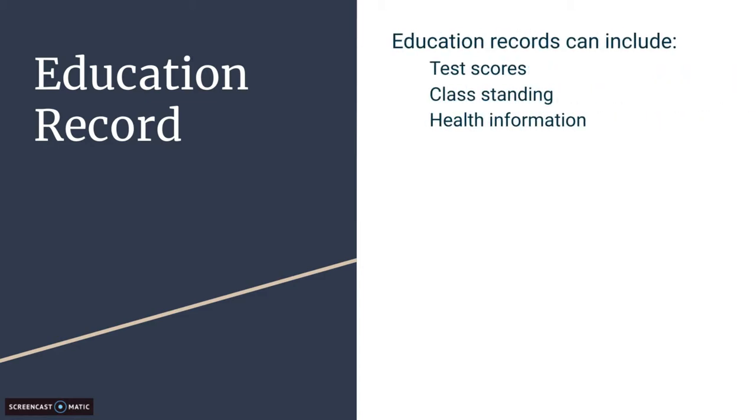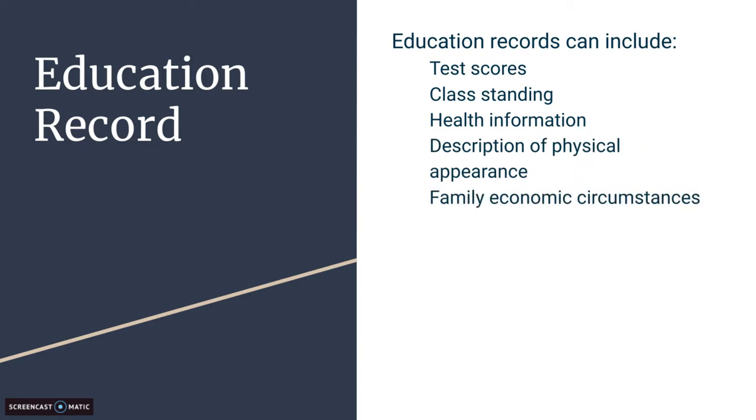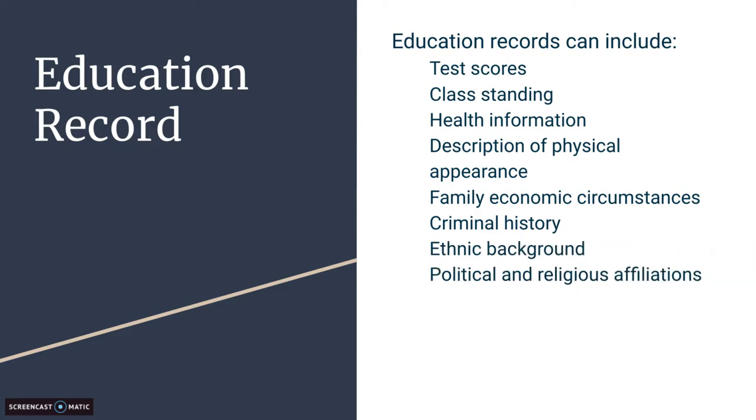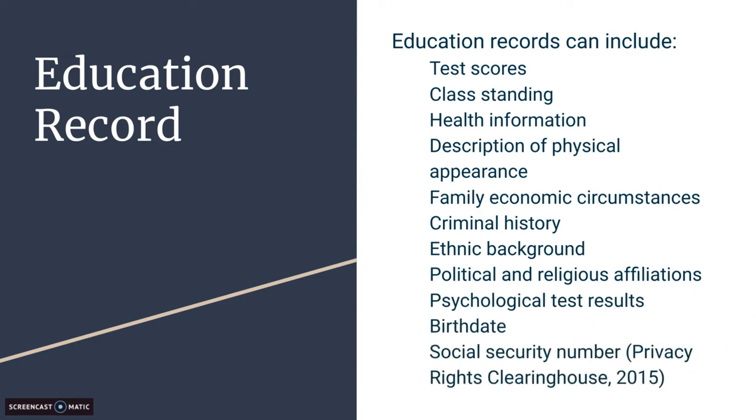So now we're going to be moving into education record. What is education record? What would be included in that? Some of these things can include test scores, class standing, any sort of health information, description of physical appearance, family economic circumstances, criminal history, ethnic background, any political and religious affiliations, psychological test results, birth date, and a social security number. So all of those things could be included in educational record, and if it is included in an education record, it would then in turn be protected by FERPA.